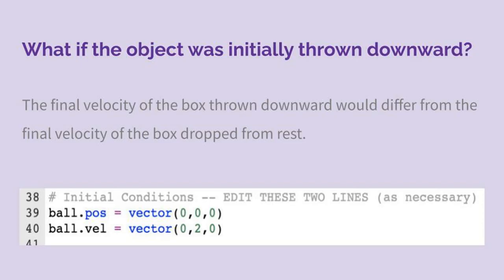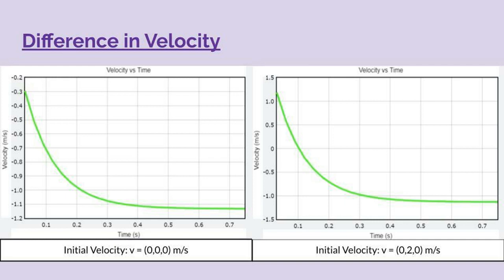If the carton was initially thrown downward, the terminal velocity would be different from the terminal velocity in the case where the carton was initially dropped from rest. Throwing the carton down would mean that it would have an initial non-zero velocity along the y-axis. If we plug in an initial velocity in the computer model, we can see that the terminal velocities are different.